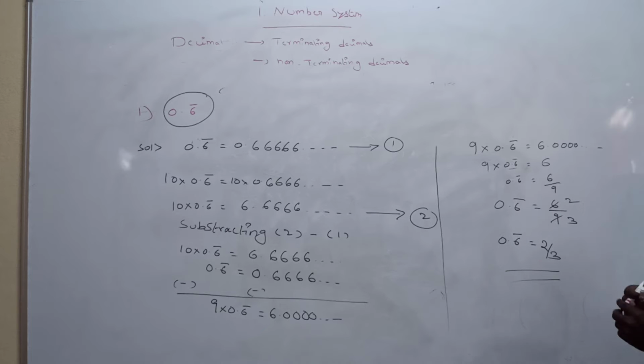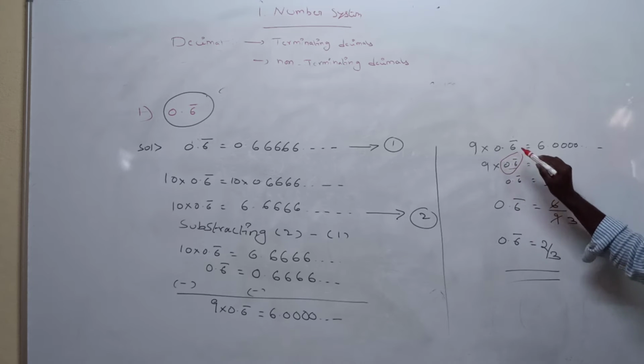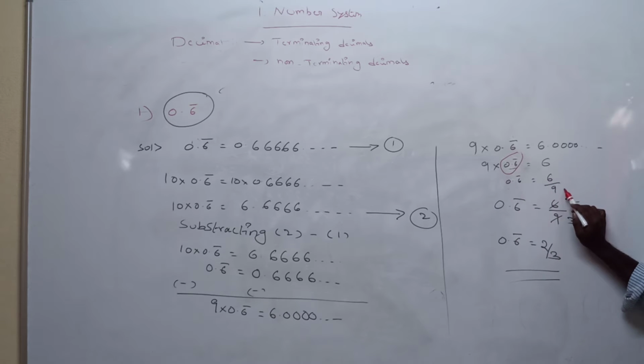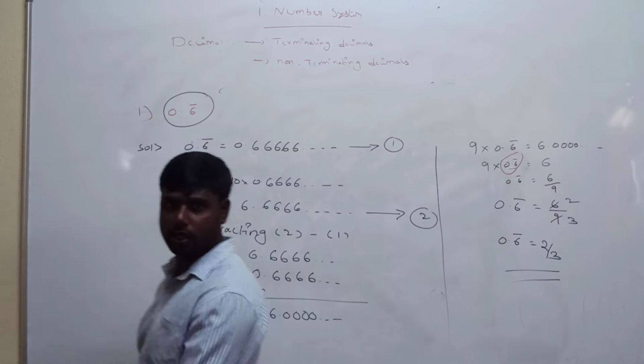Now we should calculate only this value. So 9 goes to the denominator. 0.6 bar is nothing but 6 by 9. Cancellation is possible: 3 twos are 6, 3 threes are 9, which gives 2 by 3. So everyone understood? It is clear.